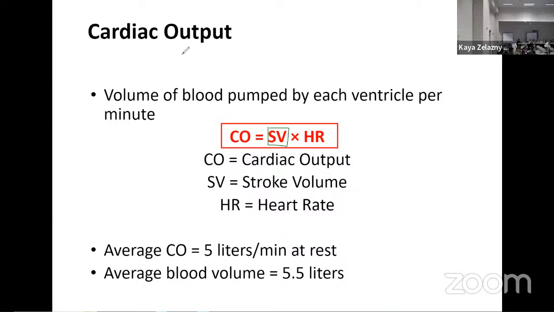But since cardiac output is over time, per minute, we've got to get from heartbeat by heartbeat to a minute. So we're going to multiply it by our heart rate, which is our number of beats per minute, right? So this is the volume per beat, and this is our beats per minute. So this is going to give us the total output of the heart over a minute.